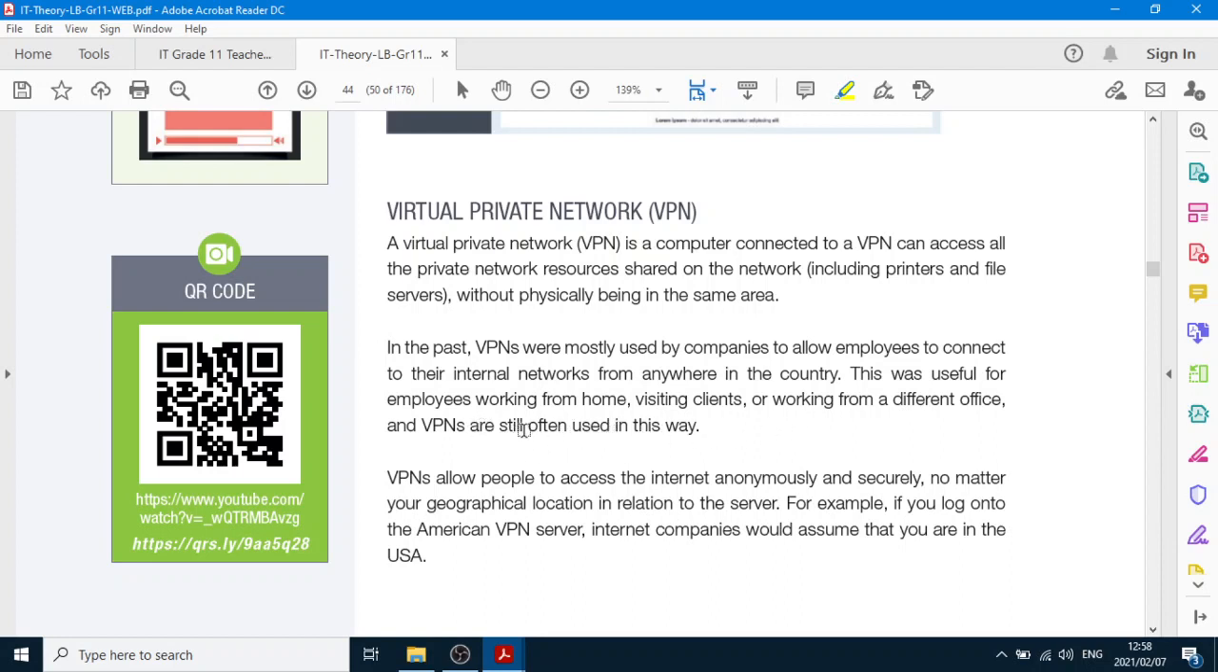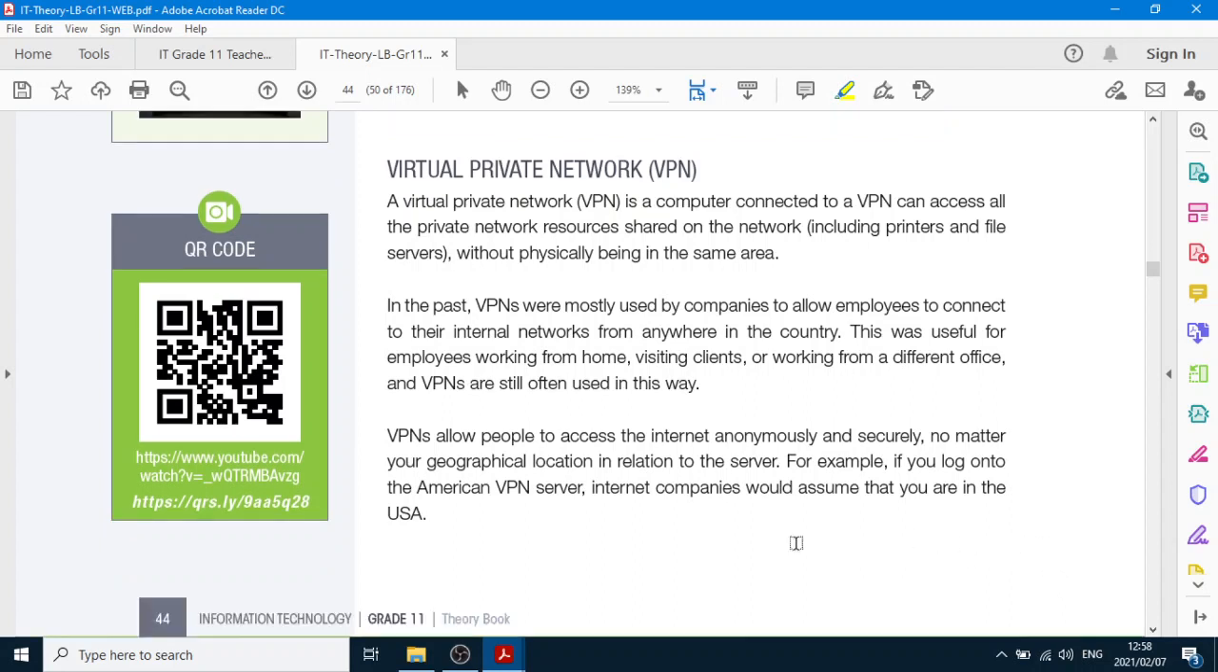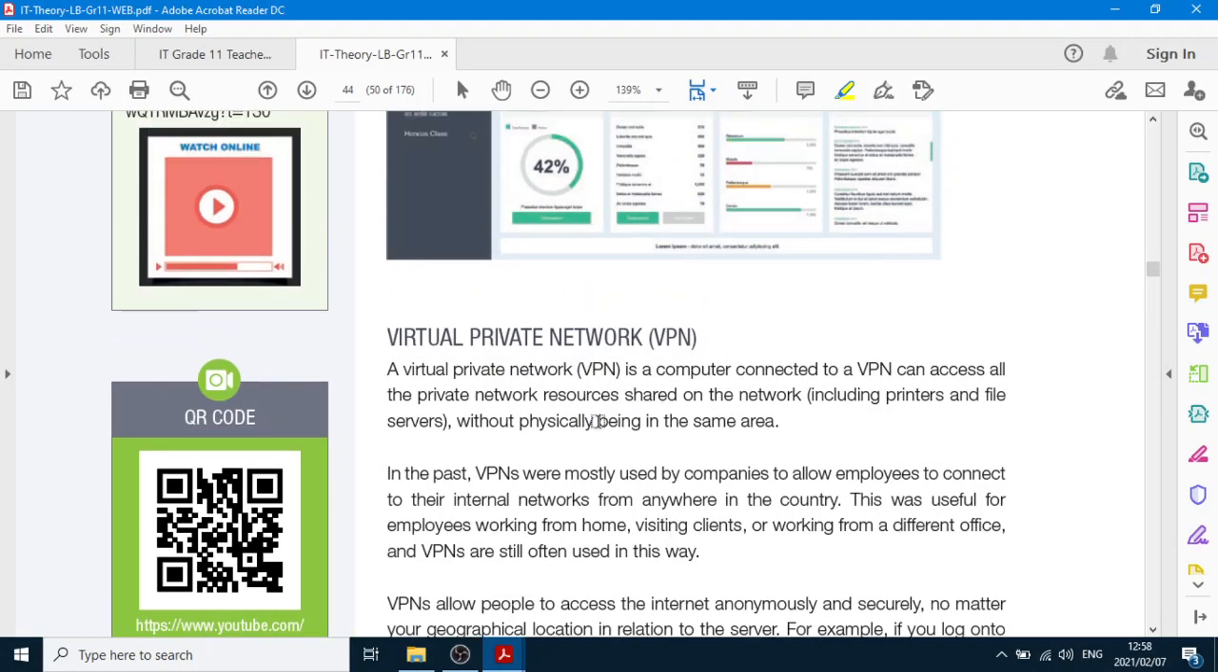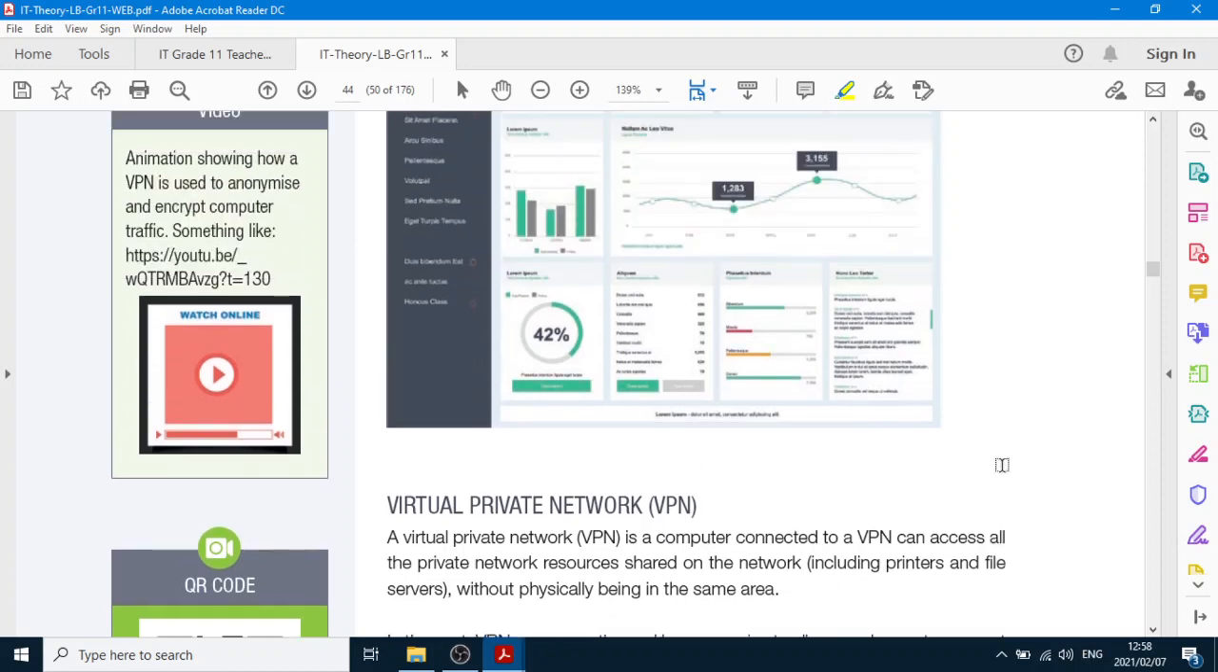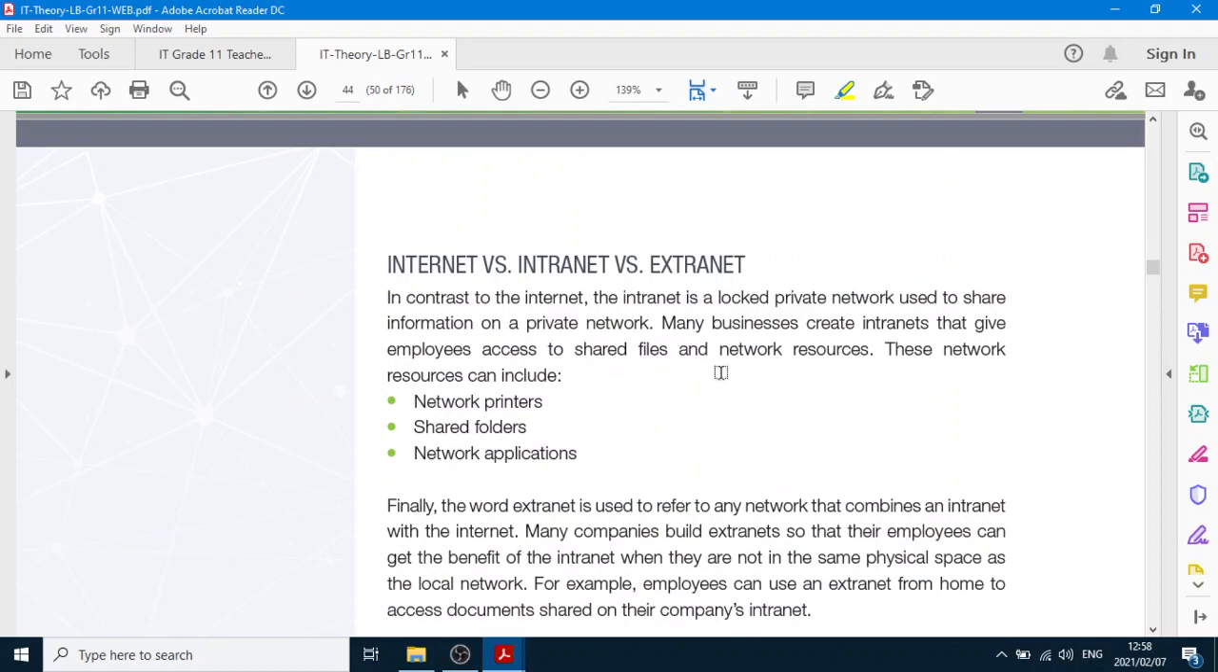And nowadays VPNs will allow people to access the internet anonymously and securely, no matter where they are in the world. And then you can log into an American server, and companies there will assume that you are in the USA. So if they say that a virtual private network is a computer connected to a VPN that can access all private network resources shared on the network, including printers, without physically being in the same place, that sounds just like an extranet. So a VPN is the same as an extranet.